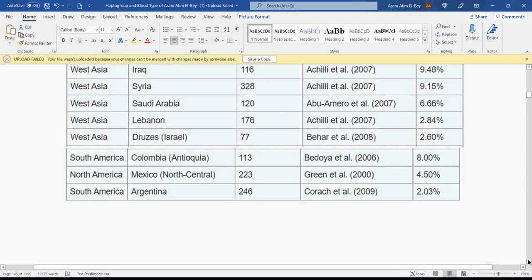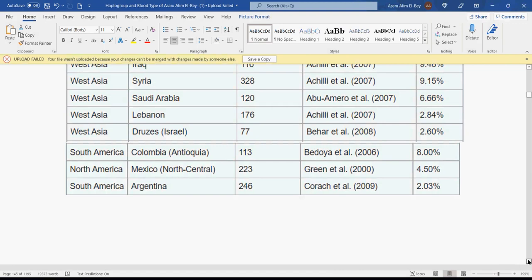And the Druze, Israel, 77 was tested and it came to 2.60%. Colombia was tested, 113 and it came to 8%. Mexican, 223 was tested, 4.5%. And Argentina, 246 came to 2.03%.